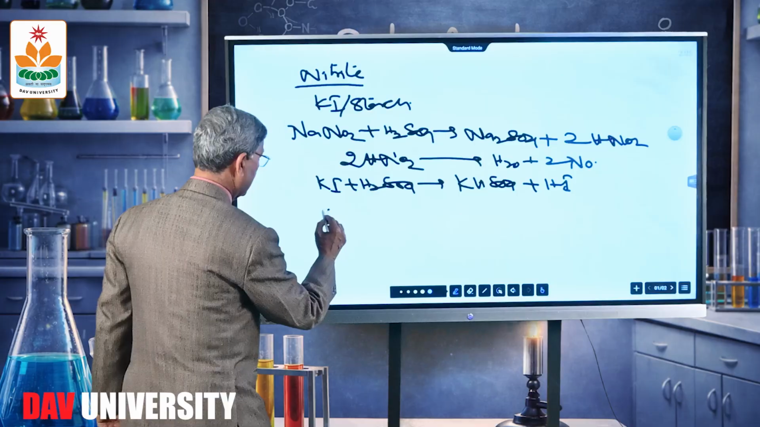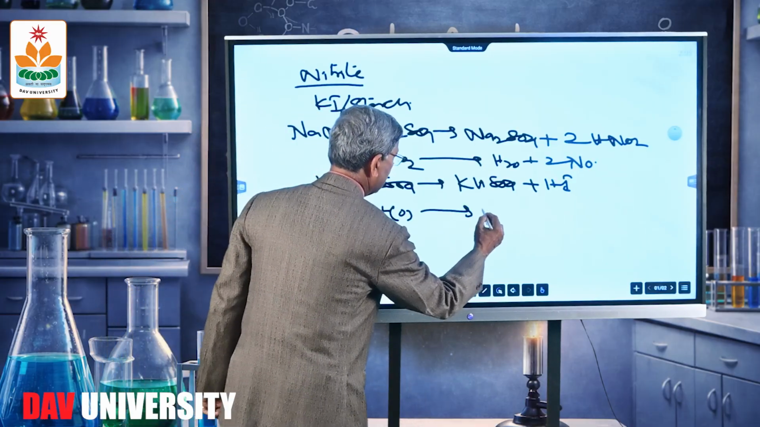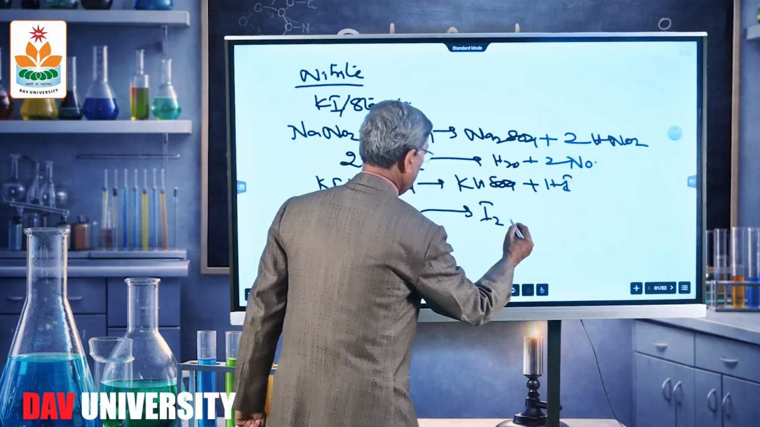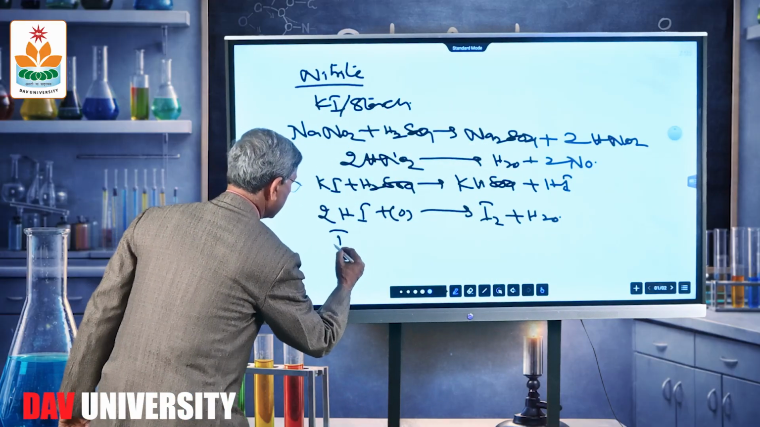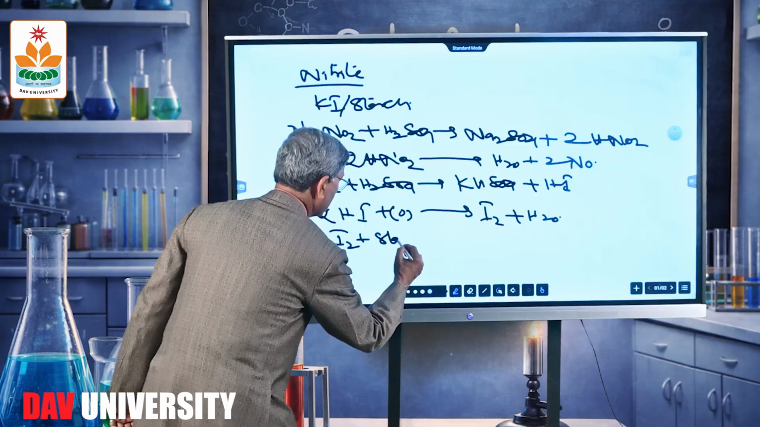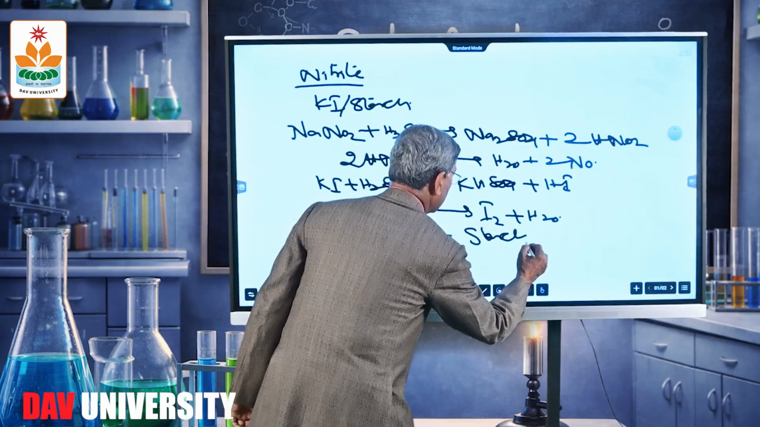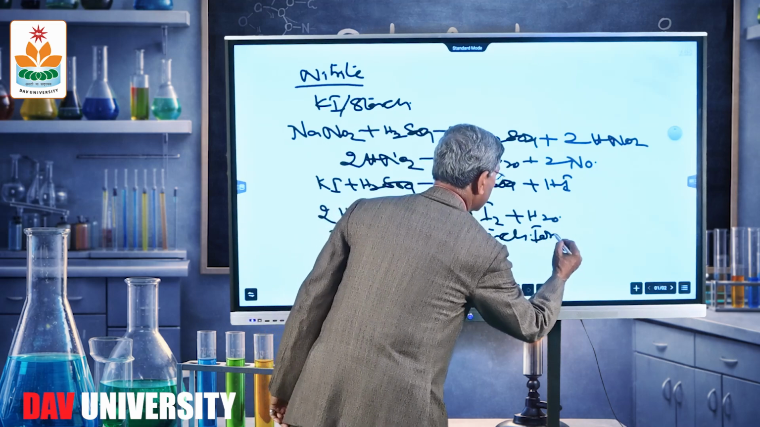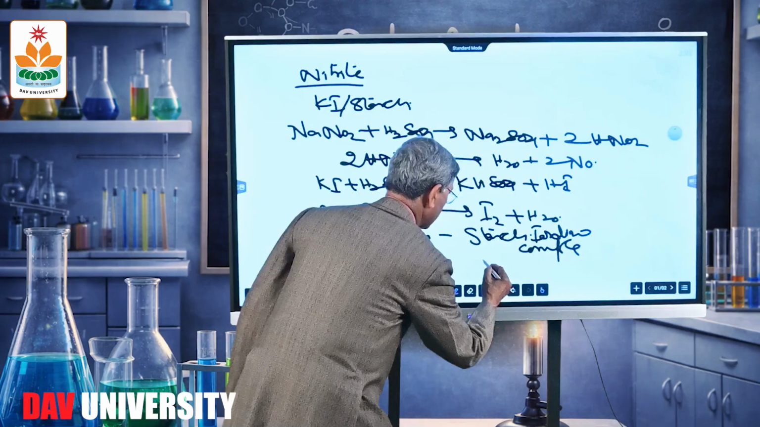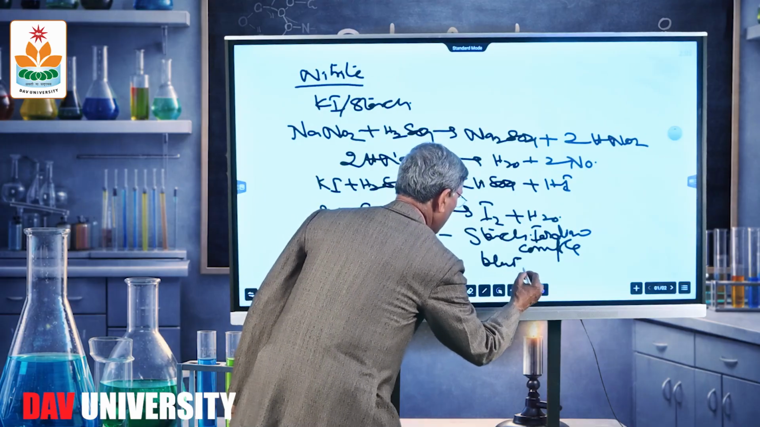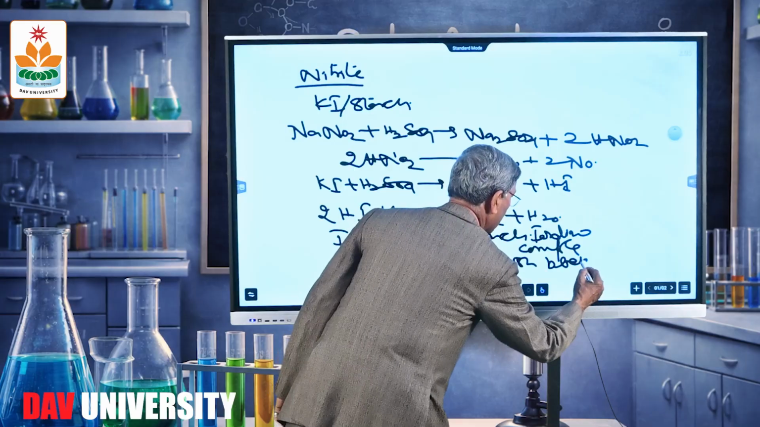And this HI will get oxidized to iodine plus water, and this iodine thus liberated will combine with starch to give you the starch iodine complex, which is bluish black in color.